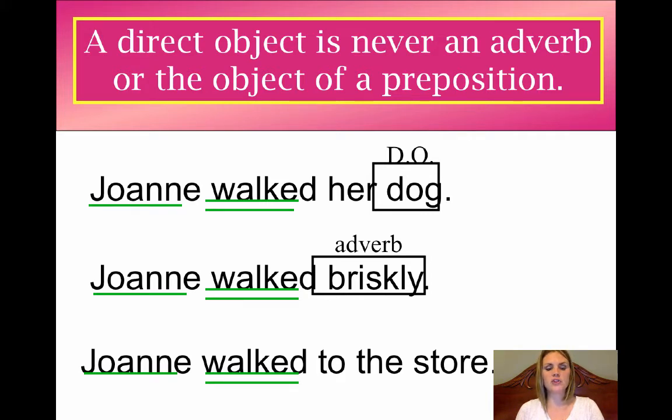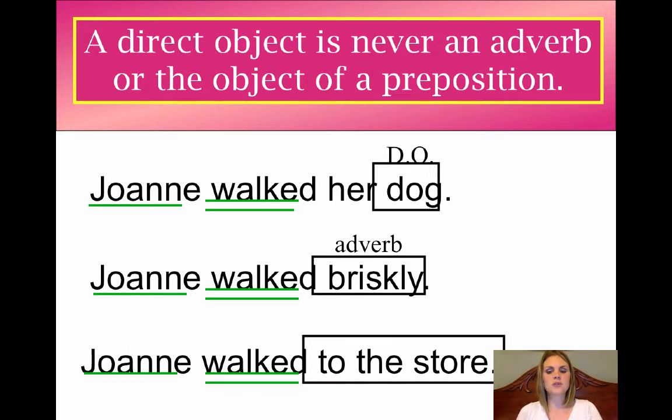And the third one: Joanne walked what? There is no answer to that. You would ask Joanne walked where, but the answer is to the store, and to the store is a prepositional phrase, and where is not a question that you ask in order to find a direct object, so that doesn't work. So remember that a direct object is never an adverb, and it's never the object of a preposition. It's always a noun or a pronoun, and it always answers the question whom or what after an action verb.